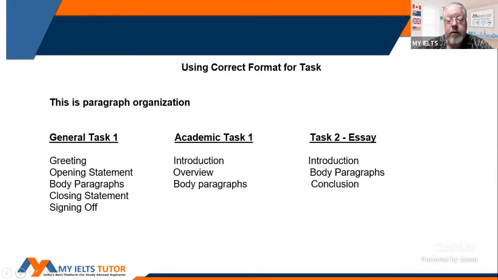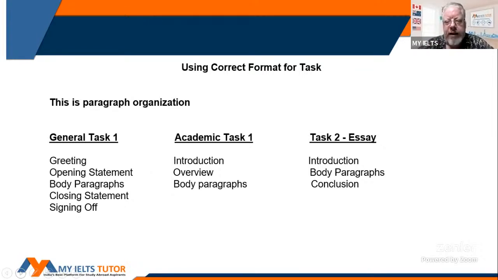All right, now, using the correct format for the task. This is about paragraph organization, okay? For each task, we follow a different order of paragraphs. In some of these, they can be one line or one sentence only, depending on the task. If it's one sentence only or one line, it's going to be for the general task one, the letter. But for the general task, we follow this pattern.